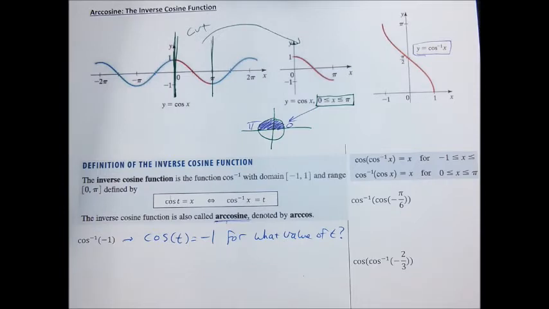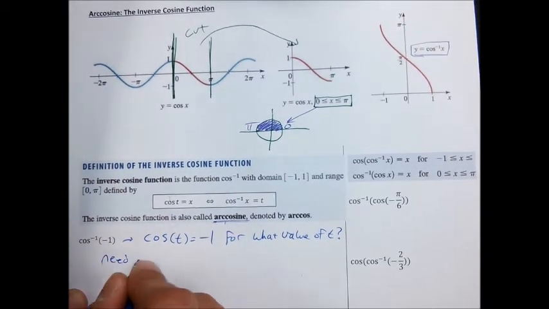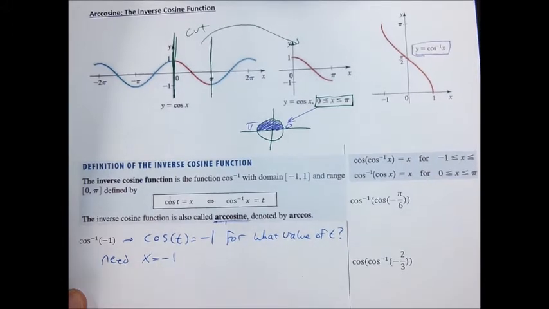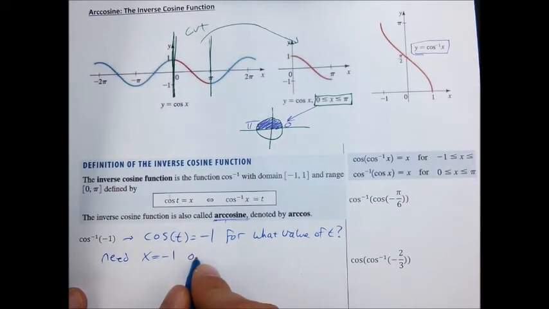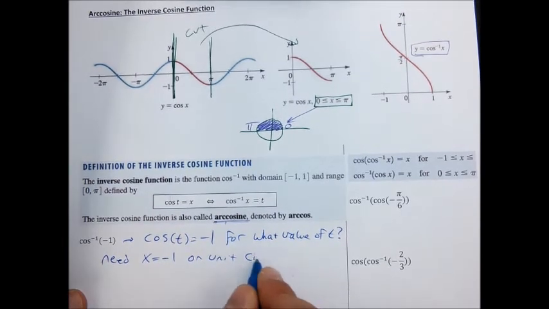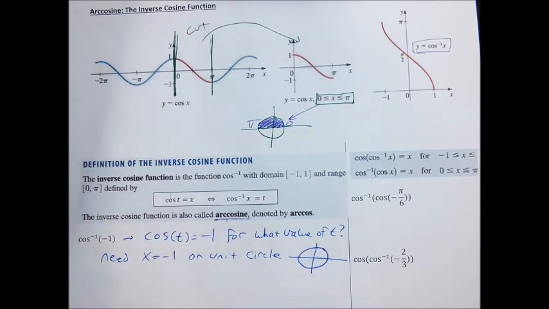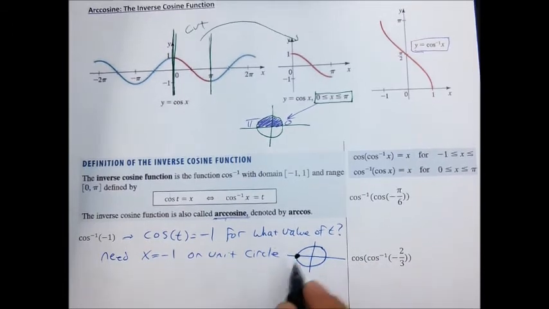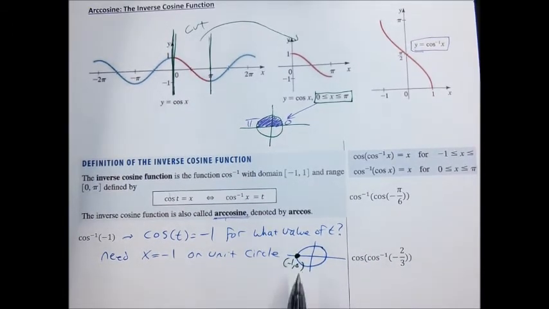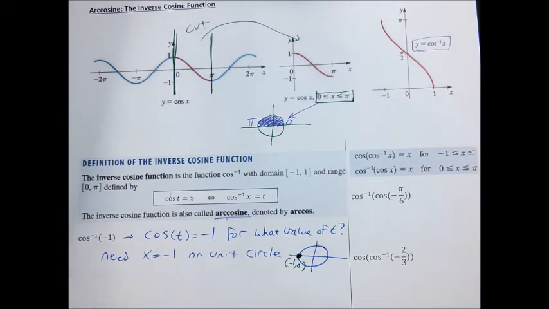And so we want to know the x value, right? Cosine is the x value. And so we need x to equal negative 1, because cosine's x. And so that happens on the unit circle over on the left-hand side of it, right? Yeah, at pi, very good. It happens right here. That's the point minus 1 comma 0. This is the point where the x value is negative 1. It's the only point where the x value is negative 1 on the unit circle.